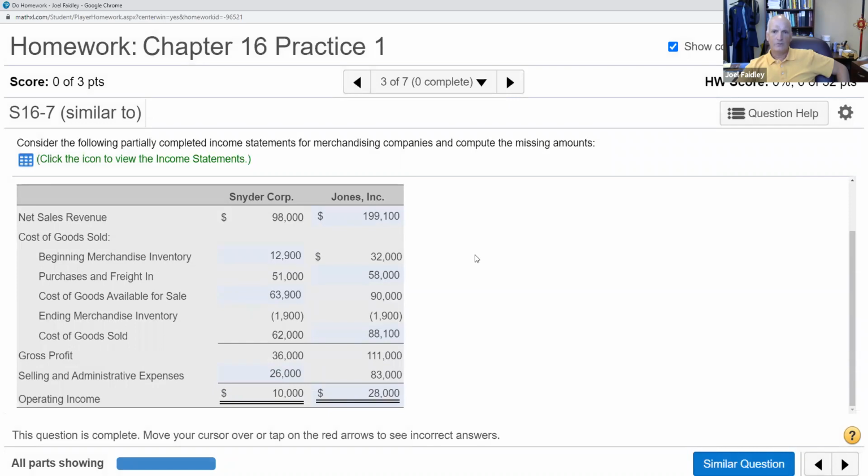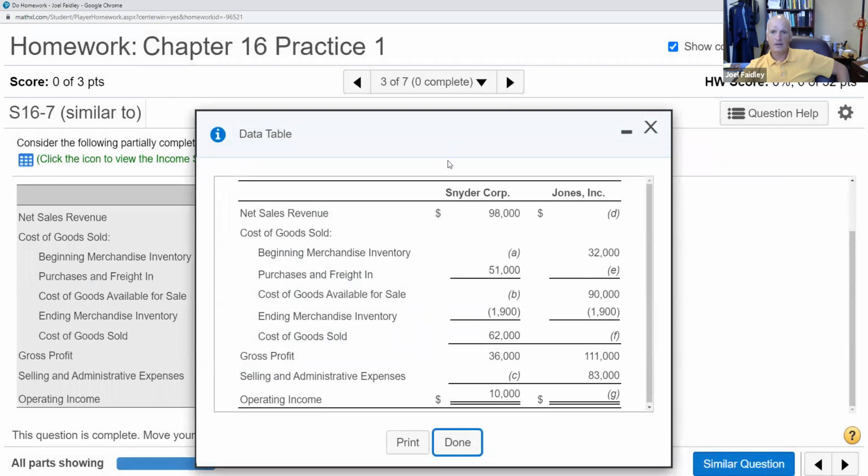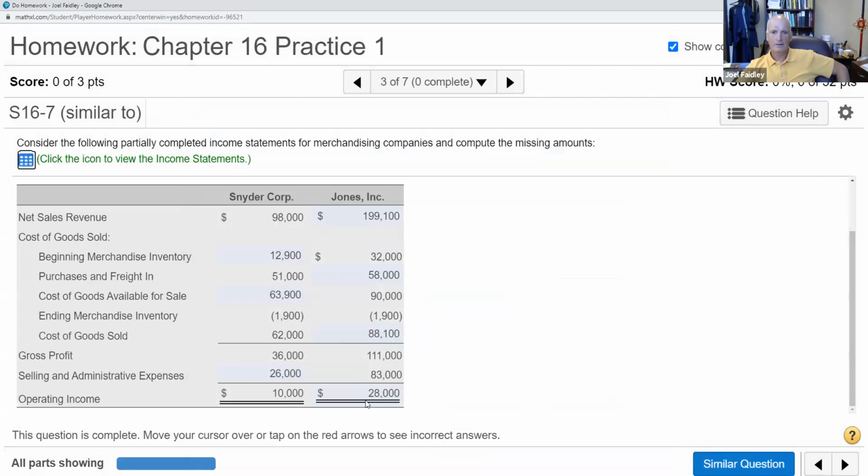All right, number three. Income statements for merchandising companies: compute the missing amounts. This is kind of a fill in the blank. You have to go backwards sometimes. Down here at the bottom, if that's 10,000 and that's 36, that must be 26, right? Gross profit is 36,000. So for sales revenue, we got to get our cost of goods sold, because my sales revenue minus my cost of goods sold, 98 minus 62 is 36. So the question is, how do I get to 62?